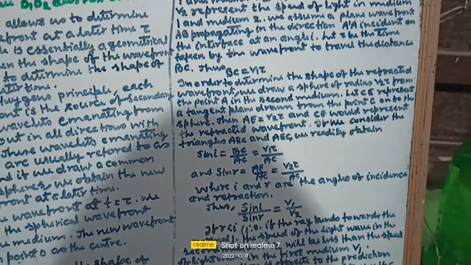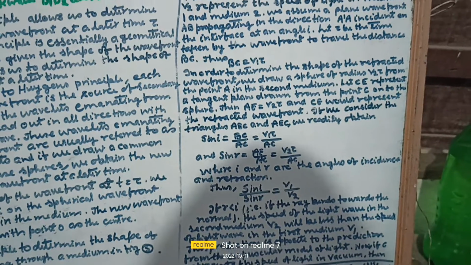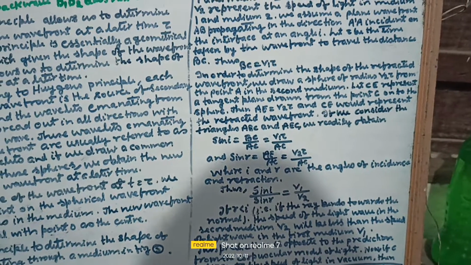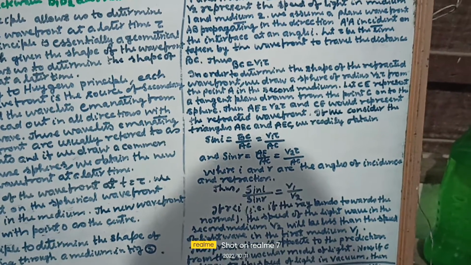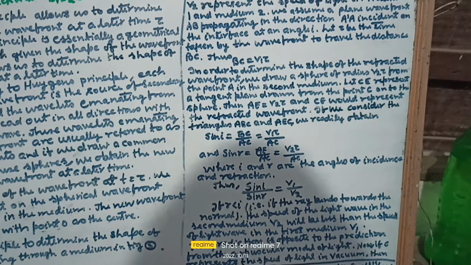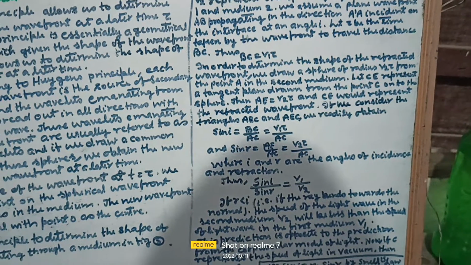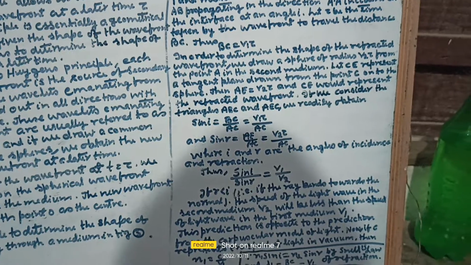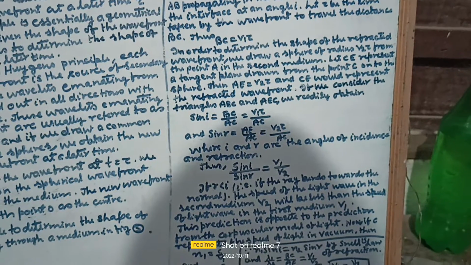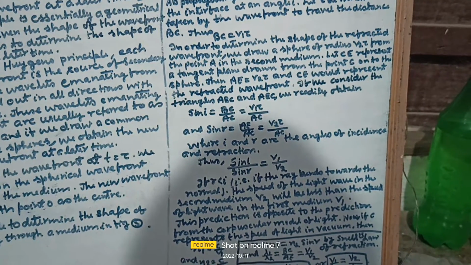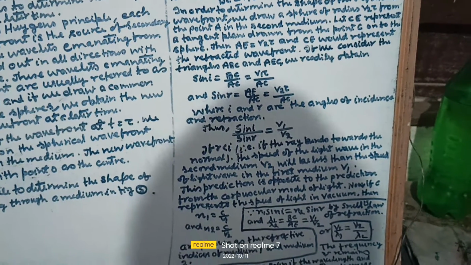If we consider the triangles ABC and AEC, we readily obtain sin i = BC by AC = v1 tau by AC, and sin r = AE by AC = v2 tau by AC, where i and r are the angles of incidence and refraction. Thus, sin i / sin r = v1 / v2. If r is smaller than i, it means the ray bends towards the normal, and the speed of the light wave in the second medium v2 will be less than the speed of the light wave in the first medium v1. This prediction is opposite to the prediction from the corpuscular model of light.